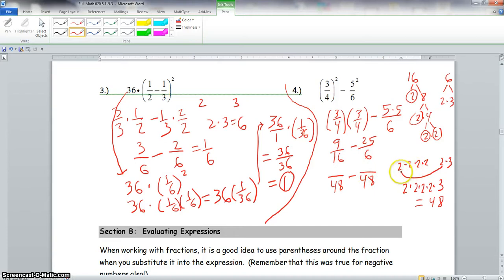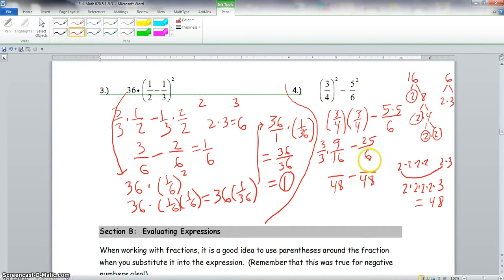Now we ask ourselves, we have 16 first. We're going to compare it to 6. So we ask ourselves, what does 6 have that 16 does not? When we look here, the only thing 6 has that 16 does not is this 3. So we'll go back up to this original fraction and we'll multiply it by 3 over 3.